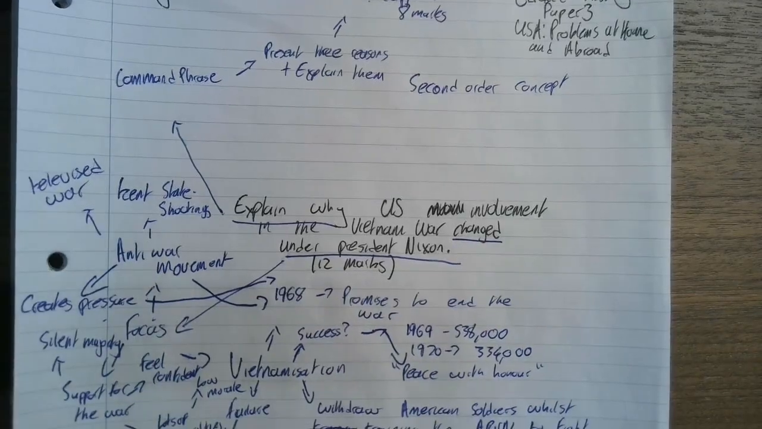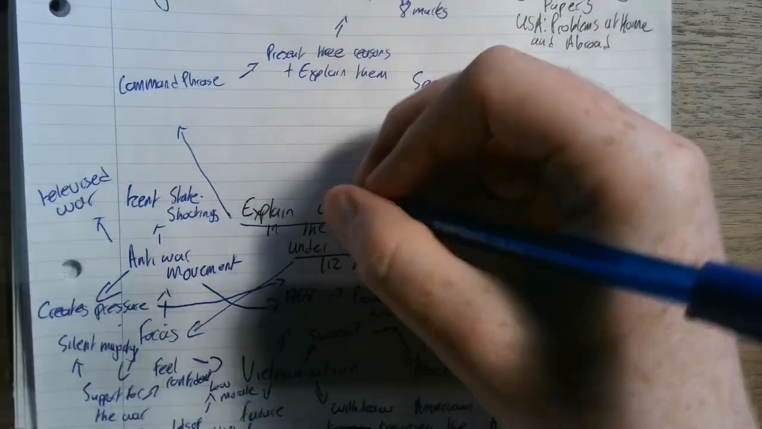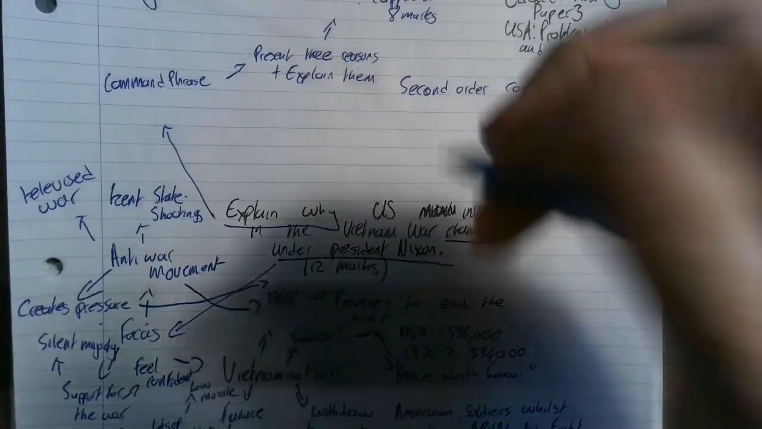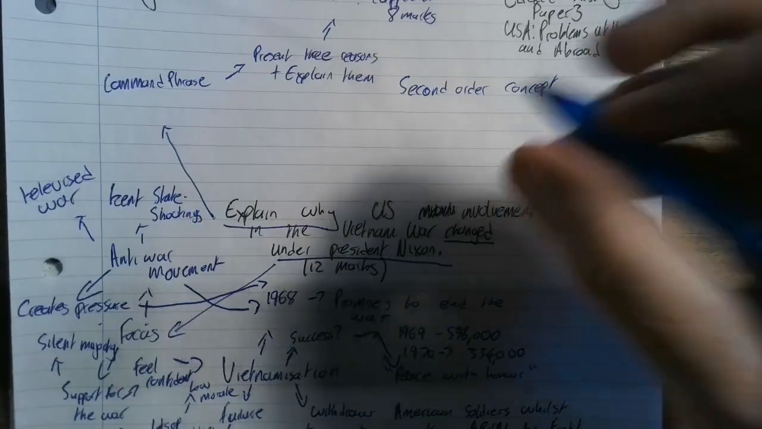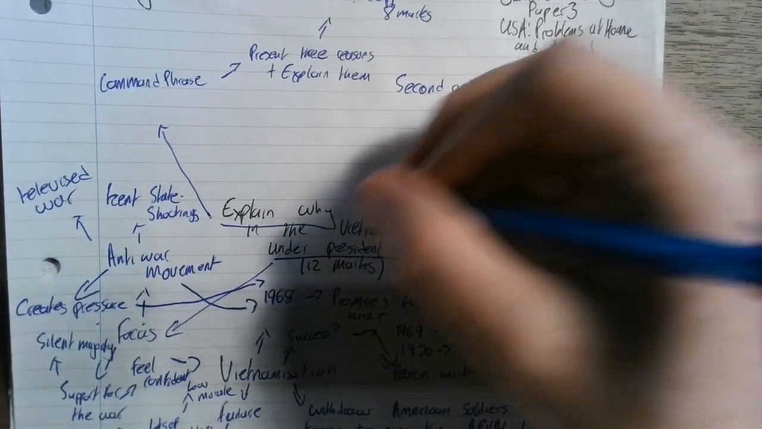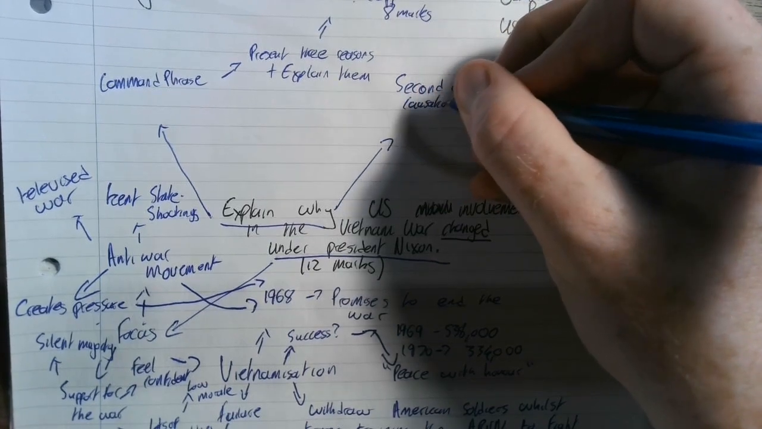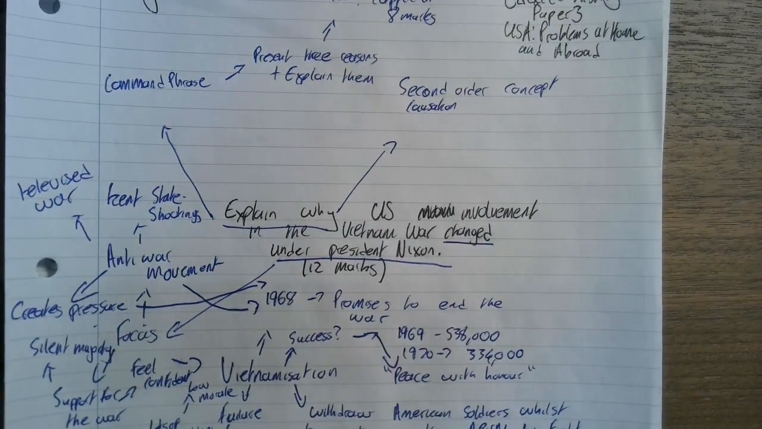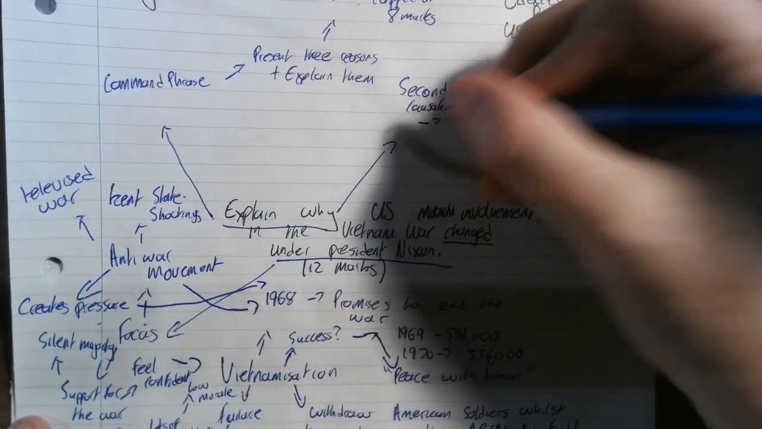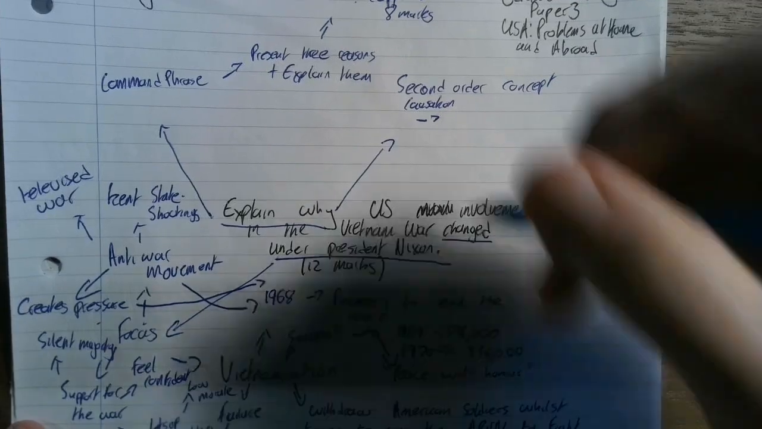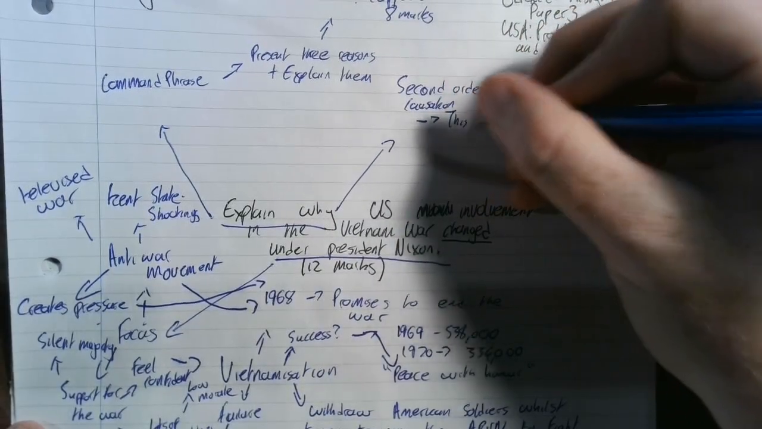In this question, it's a bit of a loose one, but it is, in a sense, causation. You could view it as similarity and difference, but I think Edexcel would more view this as causation. So how did the anti-war movement lead to changes? How did Vietnamization lead to changes, or why did it lead to changes?